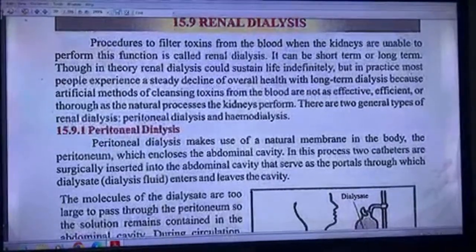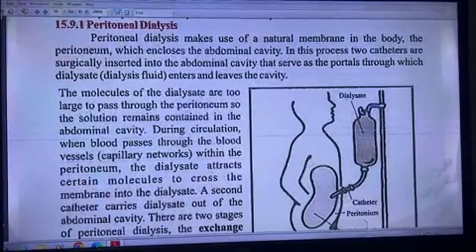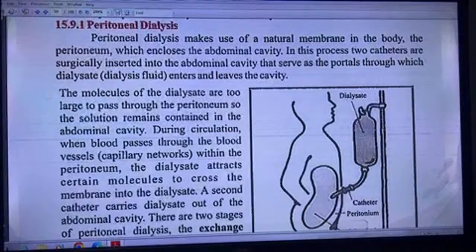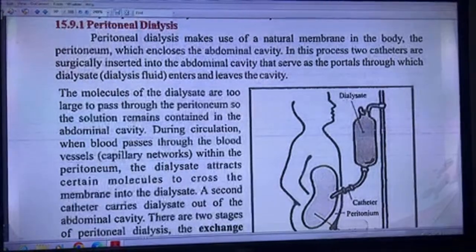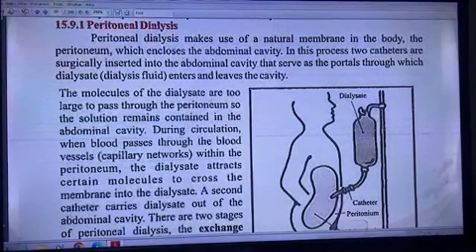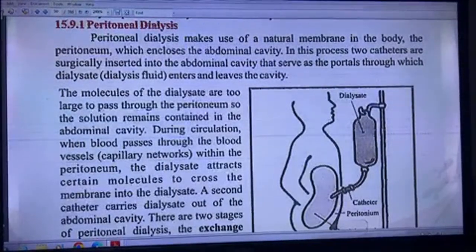Peritoneal dialysis. Peritoneal dialysis makes use of a natural membrane in the body, the peritoneum, which lines the abdominal cavity. In this process, two catheters are surgically inserted into the abdominal cavity that serve as the portal through which dialysis fluid enters and leaves the cavity.